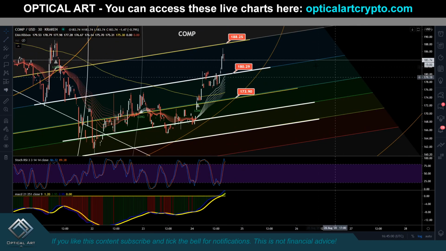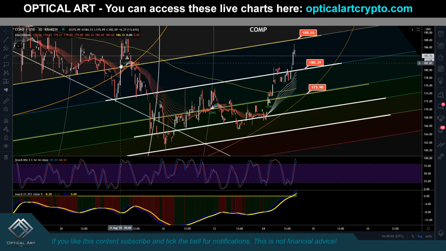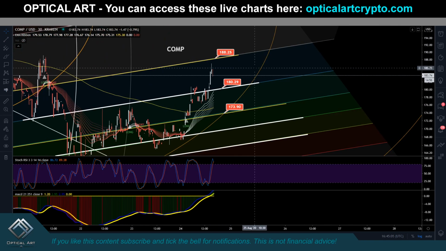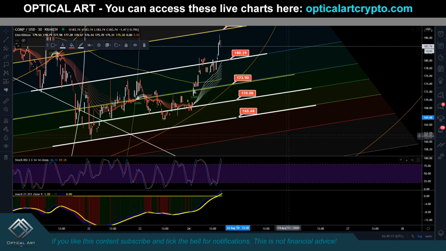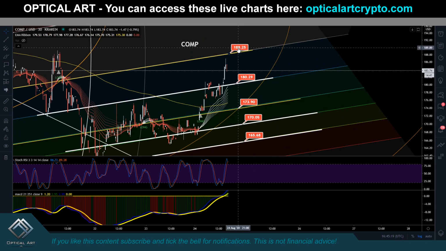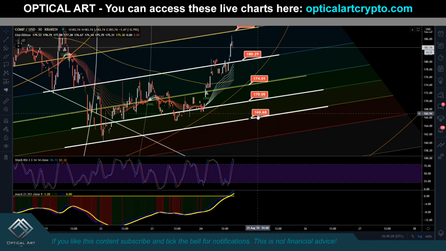But it is possible once we cross this ring, just like we crossed this ring, we dropped. It's possible we cross this ring, we could drop again, if we continue sideways and make contact with this ring on the 25th of August. But this is your next support level below, and your support level below that. So again, if we push up to 188 and then drop, your first support level is 180, your next support level is 174, and then 170 and 165.